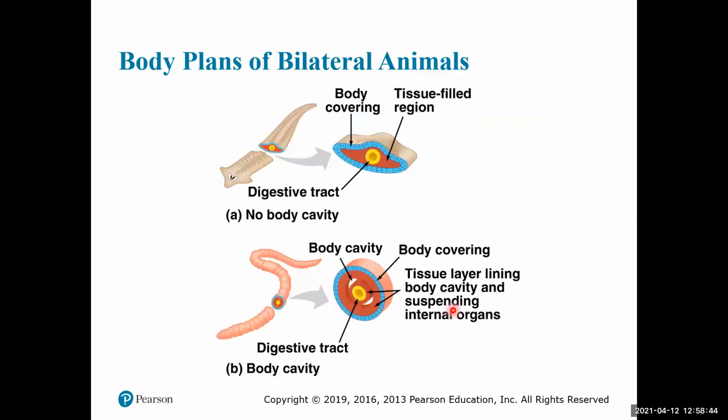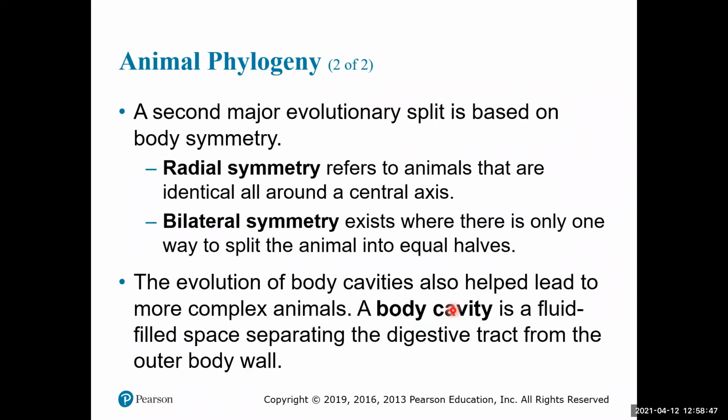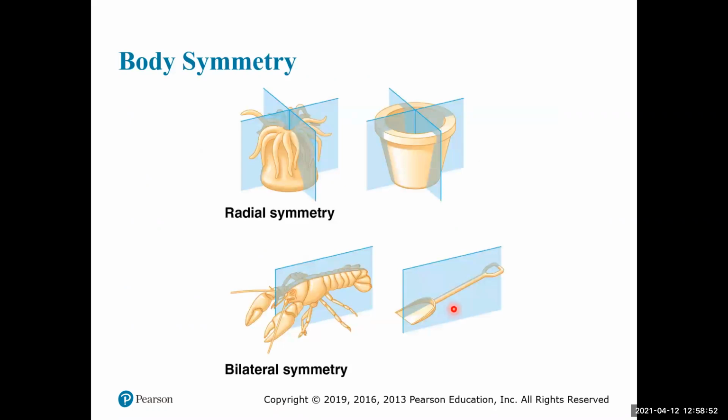And I think I have an image here where we'll show exactly what a body cavity is. First, we're going to look at symmetry. So these are examples of radial symmetry, right? So anywhere you slice this anemone is going to be symmetrical. Any kind of plane you slice this pot is going to be symmetrical. However, with bilateral symmetry, it's only one plane, usually from head to tail on animals, and then both of those resulting sides will be symmetrical. So that's the bilateral symmetry.